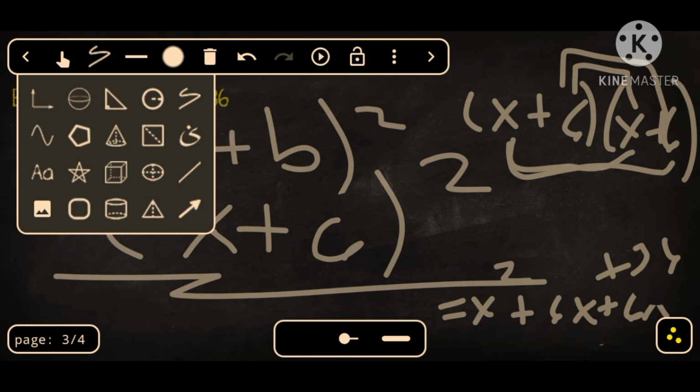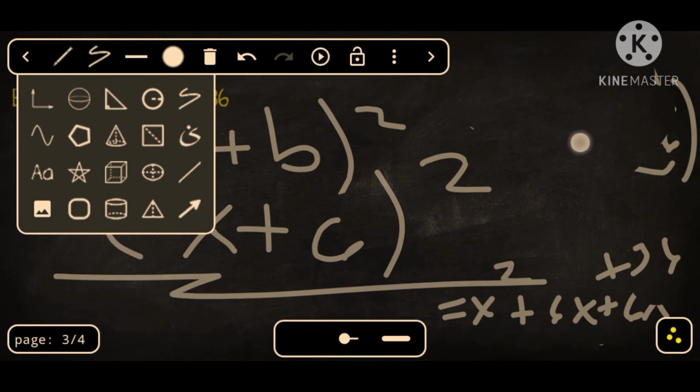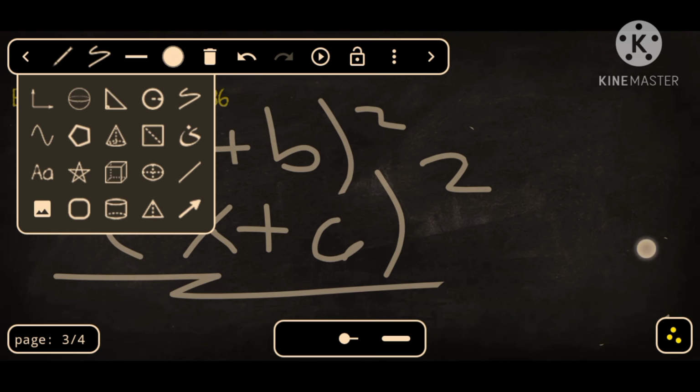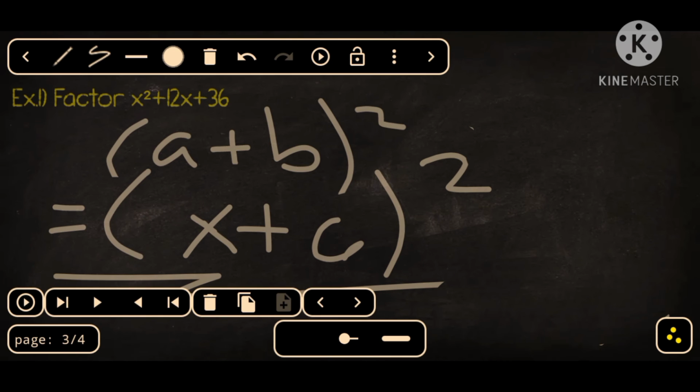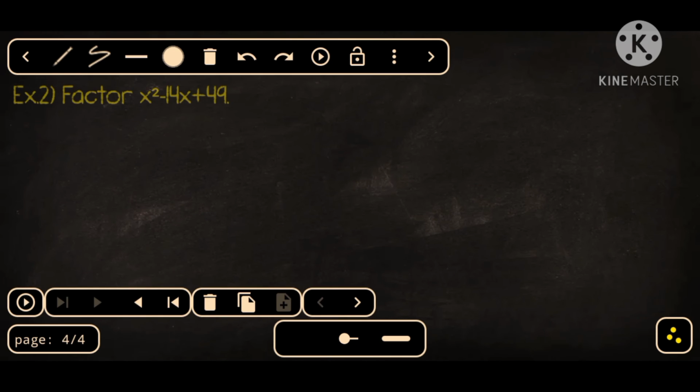So therefore, we now have the same as the given. We need to apply the FOIL method. So therefore, we got the correct factors. So again, our factor is x plus 6 squared. Okay, so let's have another example. So factor x squared minus 14x plus 49.